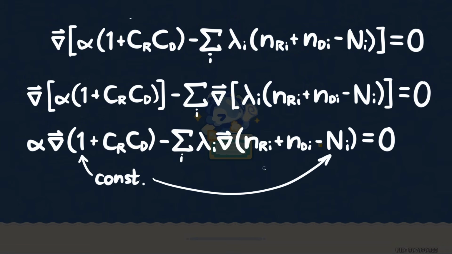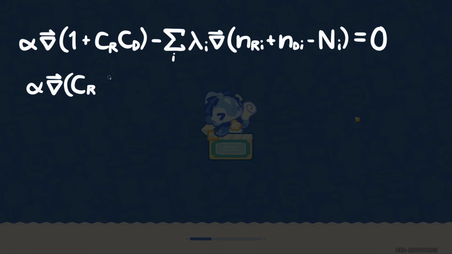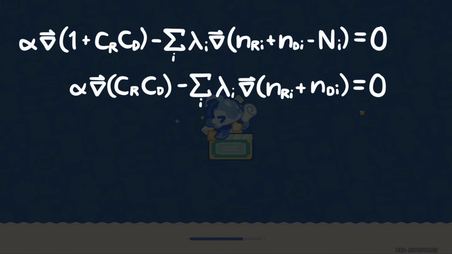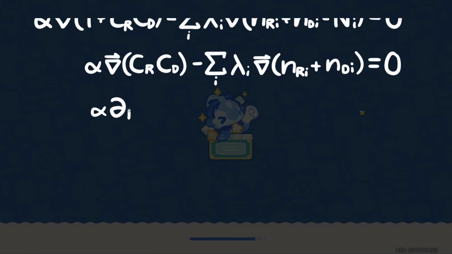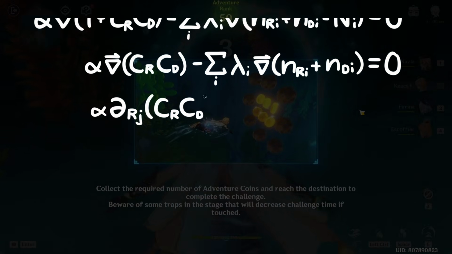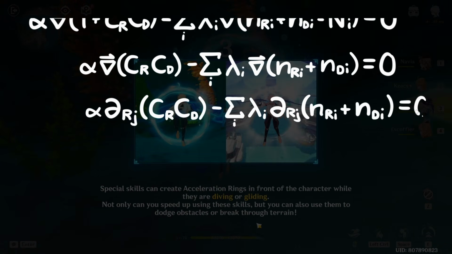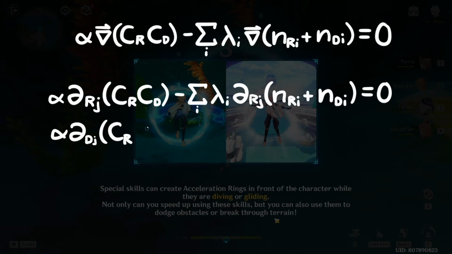Because we know that the number 1 and n_i are constant values, this means that their partial derivatives are 0. So we're left with this. Next, what we'll do is separate the partial derivatives for crit rate and crit damage multiplication factors from the jth source.